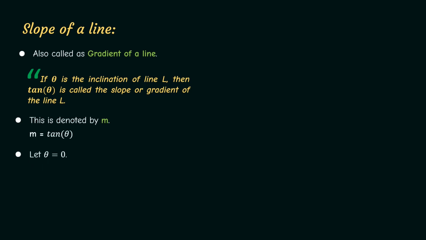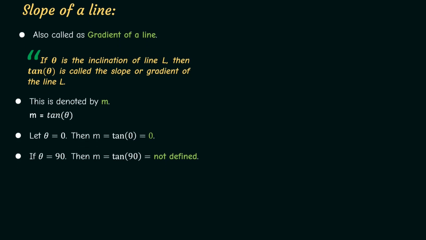For example, let's say theta is equal to 0 degrees. Then tan theta, that is m, is equal to tan of 0, which is nothing but 0. Similarly, if theta is equal to 90 degrees, then m is equal to tan 90, which is not defined. So therefore, the slope of a vertical line is not defined.